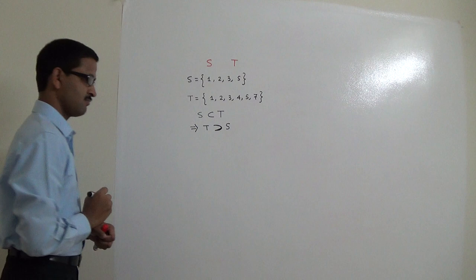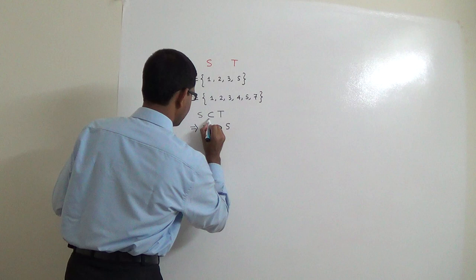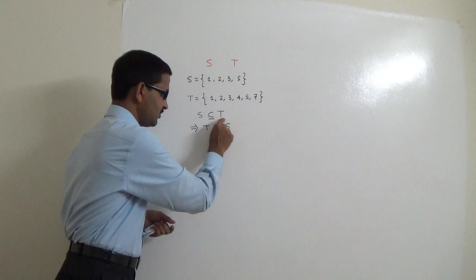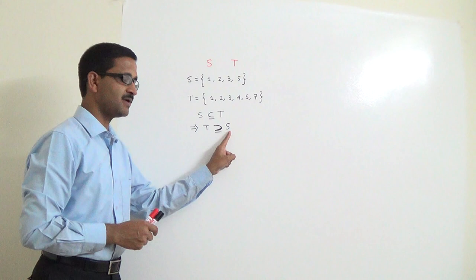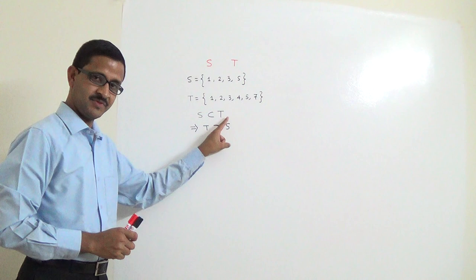Correct. Now, here I would like to make one small point. Sometimes we can write S is a subset of T with an equal sign also. What does it mean? If we write S is subset or equal to T, that means S is an improper subset of T, and T is an improper superset of S. The moment we remove this equal sign, then you can say S is a proper subset of T and T is a proper superset of S.